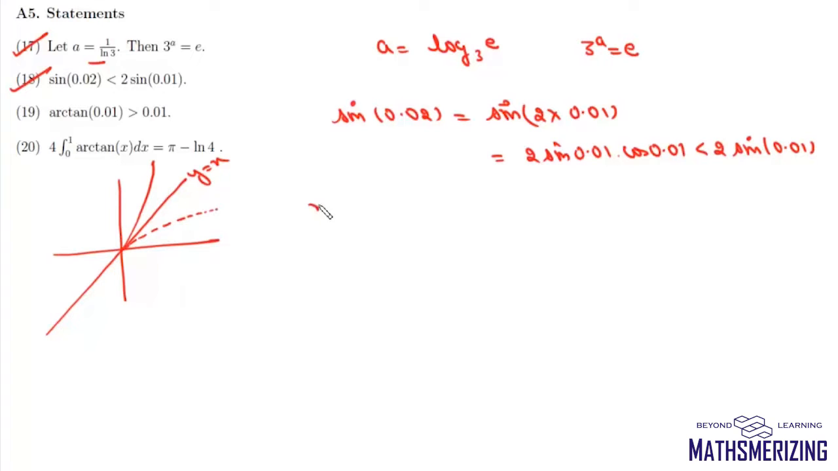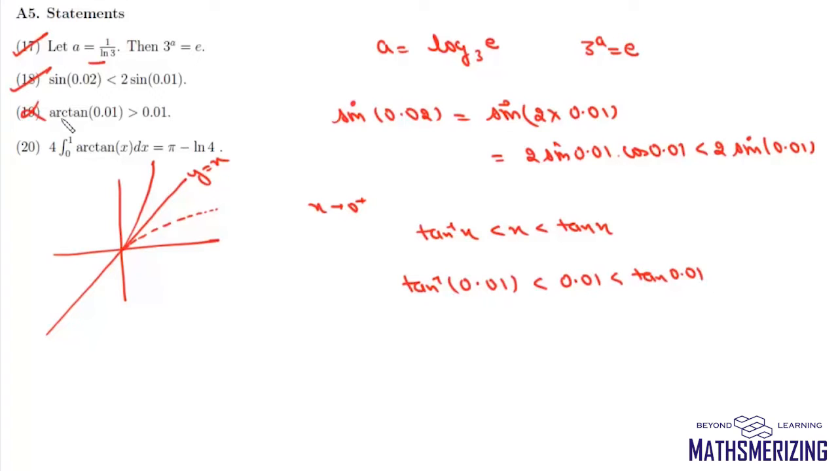So when x is nearly 0 or 0 positive, then tan inverse x is less than x and it is less than tan x. So basically this tan inverse of 0.01 should be less than 0.01, which is less than tan 0.01, which means the statement 19 is incorrect.